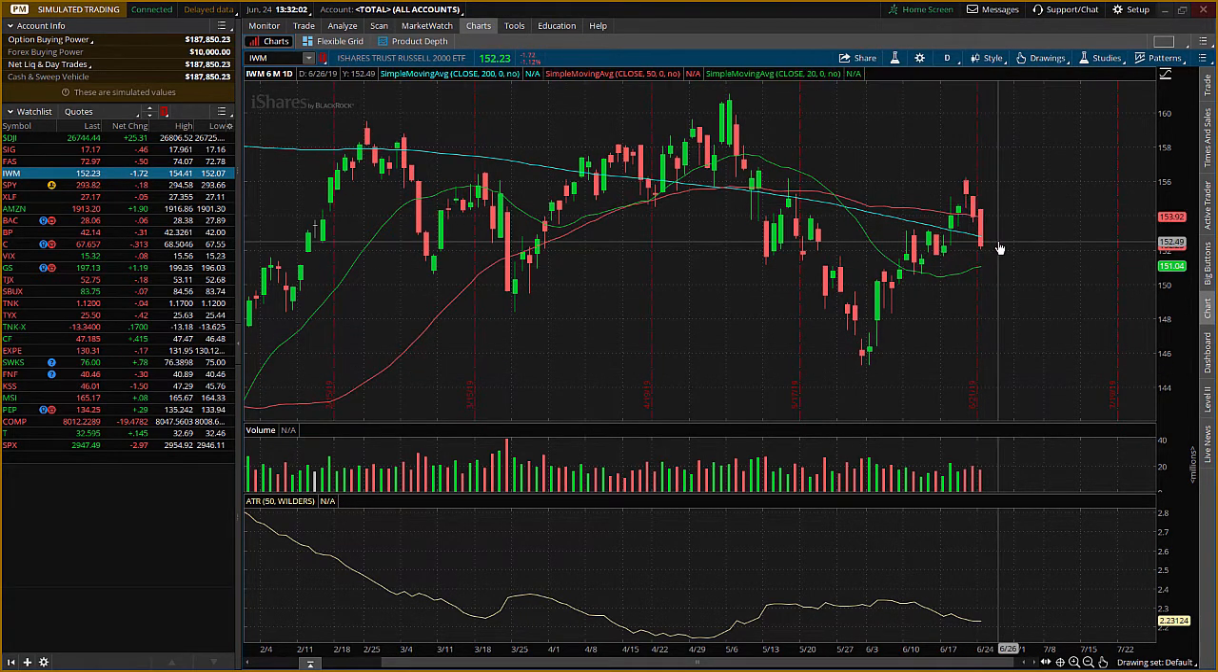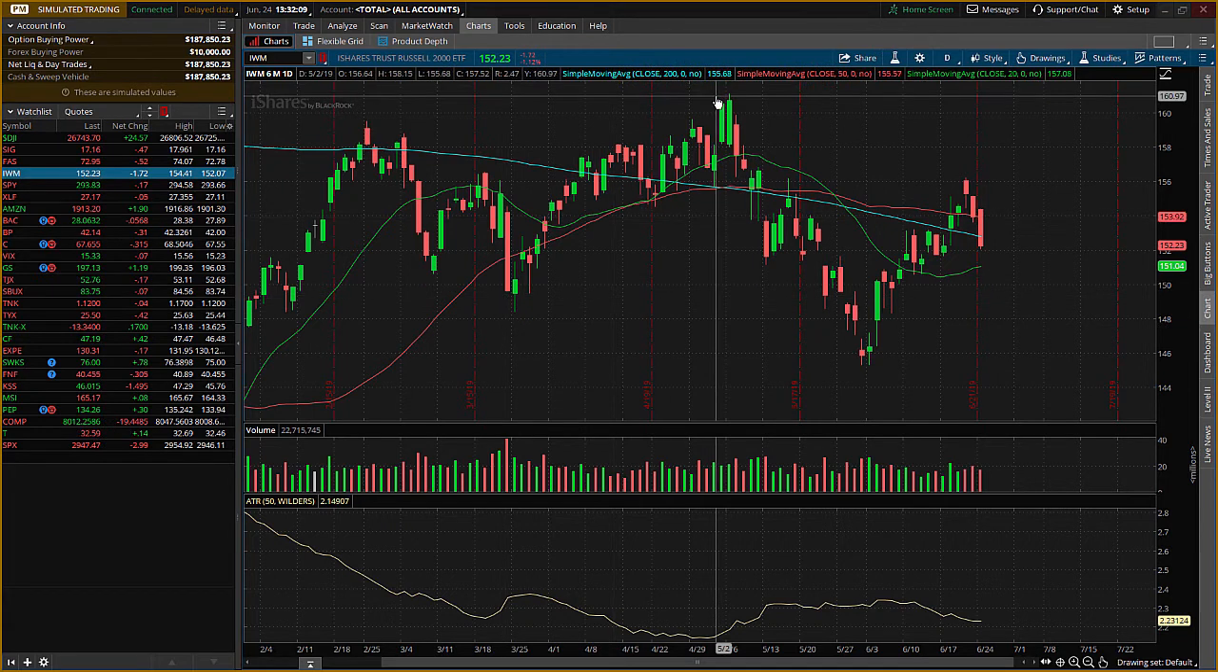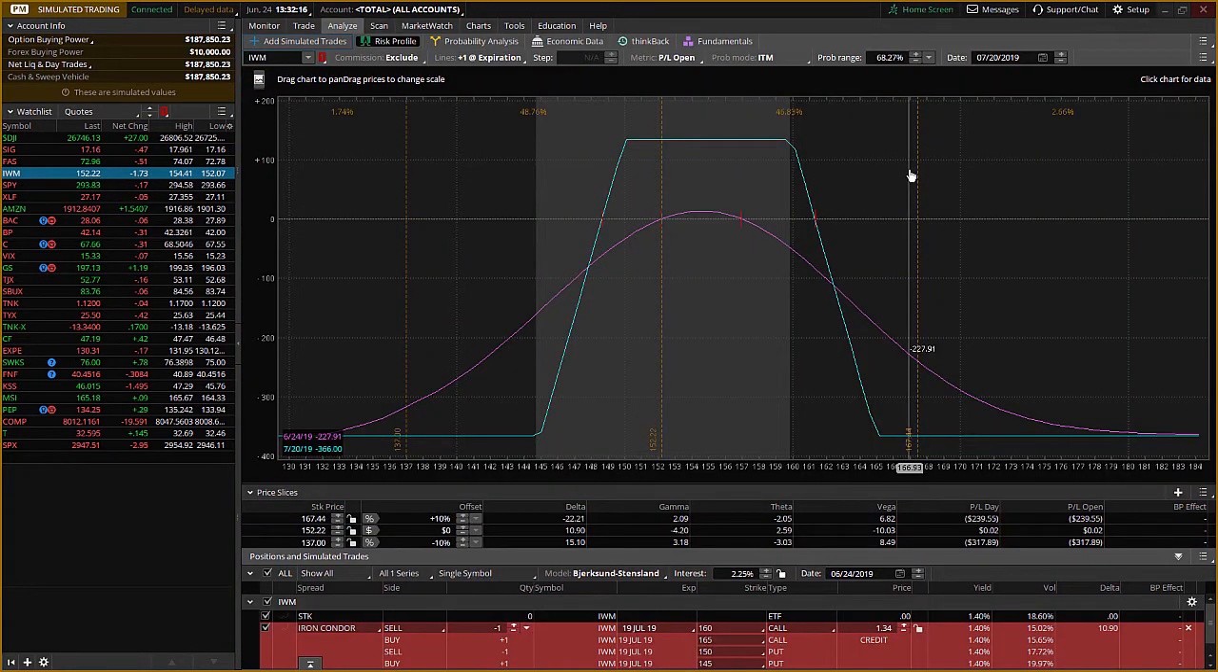Now it looks a little ominous because it is moving lower. However, I still believe in the overall range. I see support here around the 150. So I'll try to justify the trade for you guys. More importantly, putting it on is going to be better. So let's take a look at it. We're going to analyze this.